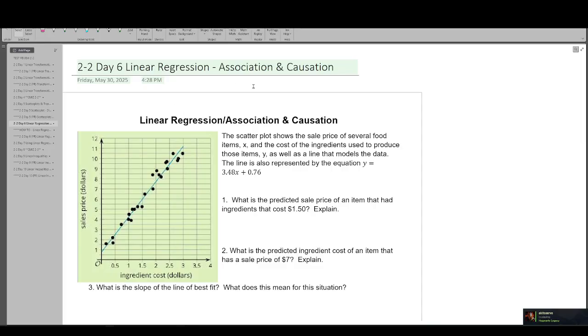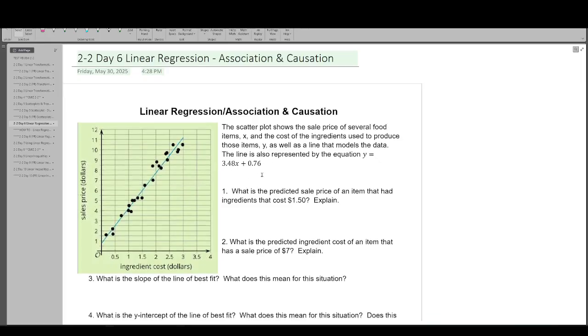There's a second topic for today, which is association and causation, but there's a separate video linked for that on Canvas. It uses a different notes page, but it's a good reference for the notes for that.